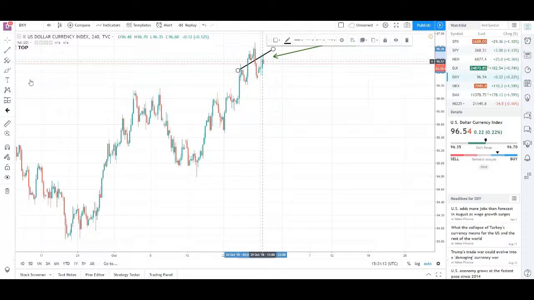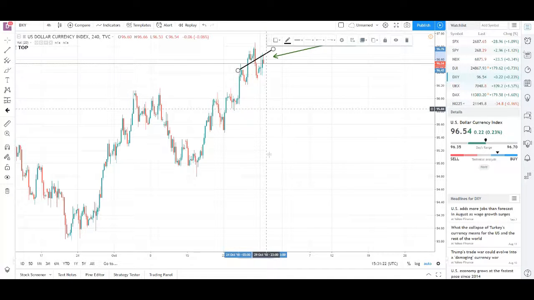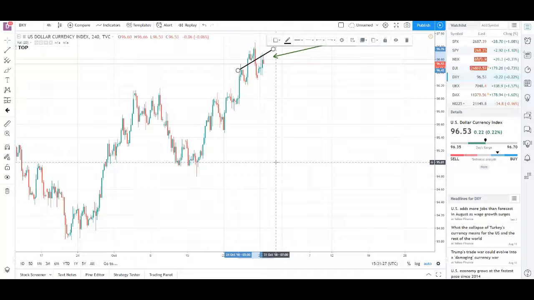My indications are that we've got a double top. We had a head and shoulders on the previous top, and now on this top we're also probably creating a head and shoulders, which should push price action downwards, the US dollar index towards the 95 area. This will result in the US dollar weakening.